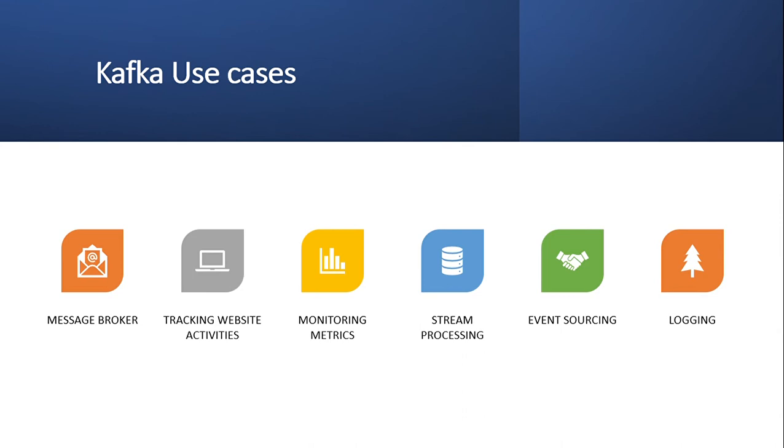Next is tracking website activities. The activity associated with a website that includes metrics like page views, searches, and all actions that users take is published to a centralized topic, which in turn contains a topic for each type of activity. This data can be further used for real-time processing and real-time monitoring. Next is monitor metrics. Kafka finds applications in monitoring the metrics associated with operational data. Statistics from distributed applications are consolidated into centralized feeds to monitor their metrics.